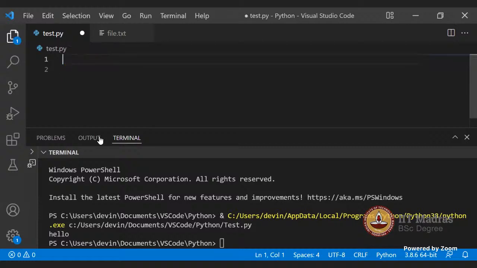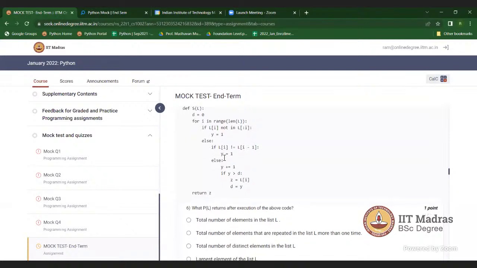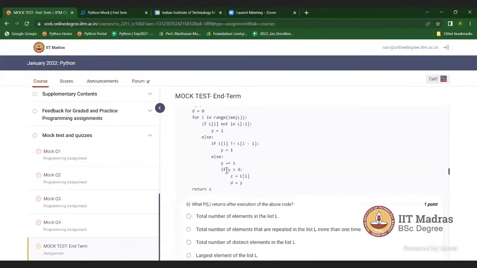Sir, I can figure out what Y is, but how is Z being updated? That part is okay. The y part is okay. Y plus equals to 1. If y is greater than d, then we are going to have z equals to L of y and d equals to y.